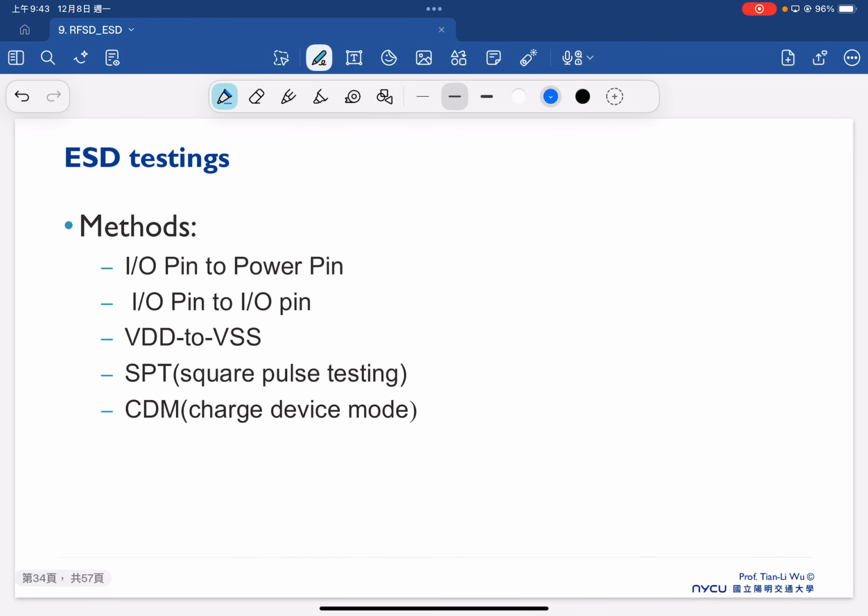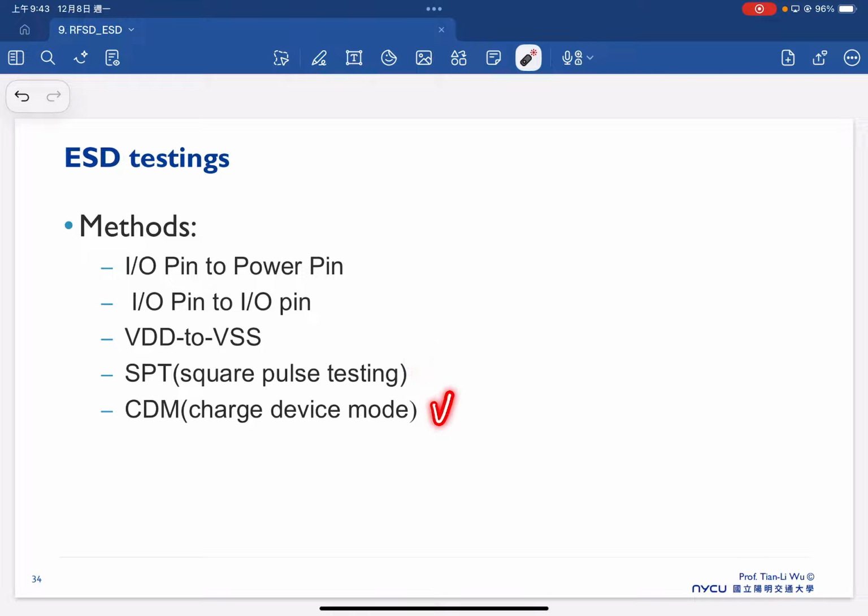So now, if we talk further, we will start to look at ESD testing. If we test on the package device, there are several different methods. The first one is I/O, input output pin to power pin, then pin to pin, and also VDD to VSS, and also square pulse testing, and also the charge device mode. We will explain one by one.